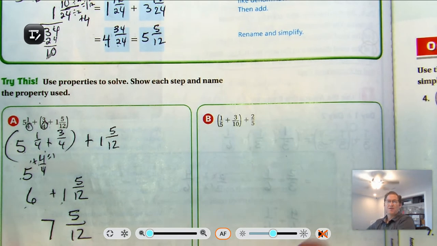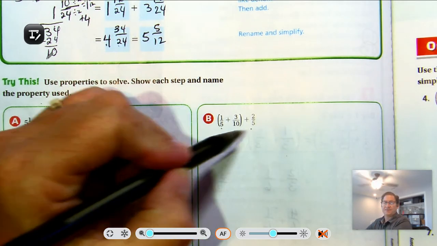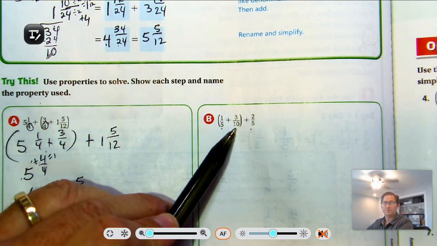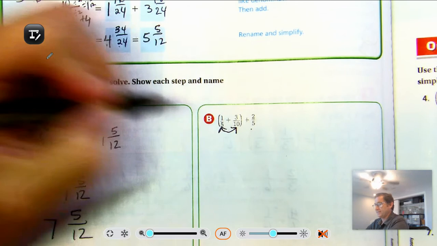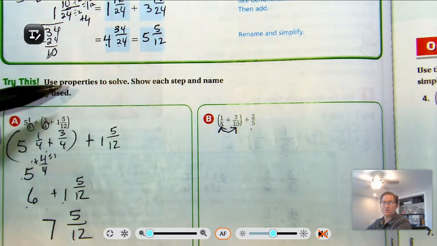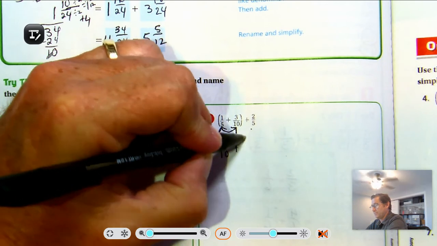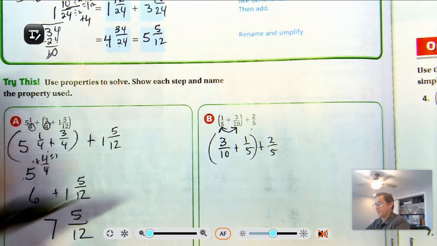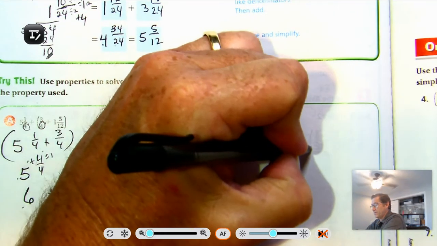All right, B. 1/5 plus 3/10 plus 2/5. I want to add the fifths. But right now, 3/10 is in the middle. So let's switch the order of these so that the fifths are next to each other. So we're going to have 3/10 plus 1/5 plus 2/5. All right. So what property allowed me to do that? That was the commutative property.